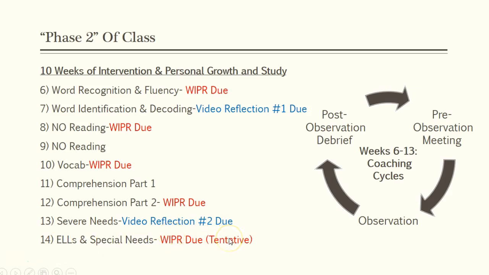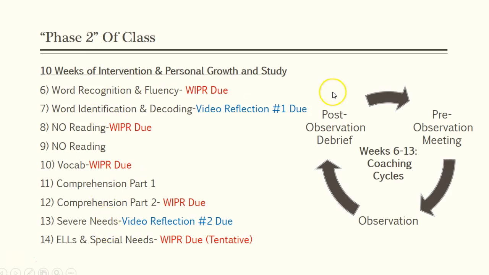I have that as tentative. I'm probably going to make this optional since it's going to be such a quick time due before the final reports and things. I'd rather you spend your time and energy getting those final reports really polished, the parent caregiver letter, and then the final assessment intervention report. So I have tentative here. It could be one of those optional situations if you want to boost your percentage for the WIPRs and assessment charts. So this is a look at the next 10 weeks, phase 2 of the class.